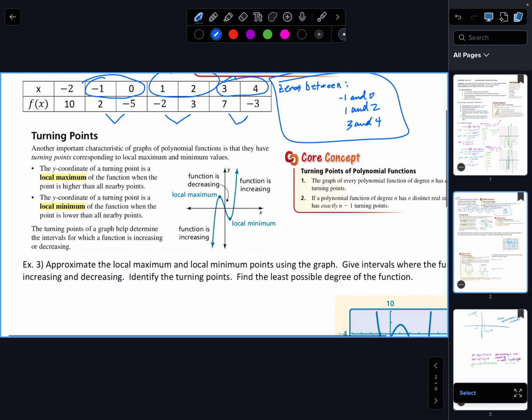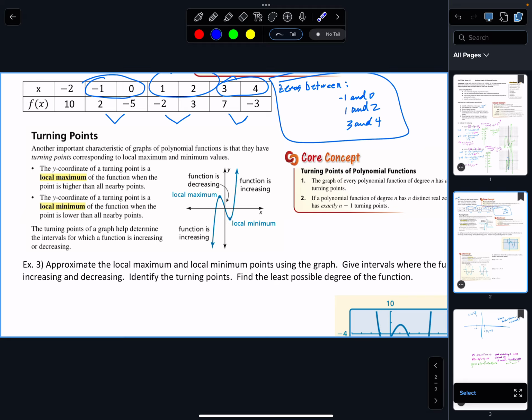All right, and then we have turning points. Another important characteristic of the graphs is that they have turning points. Turning points are here and here on this graph. It's where the functions change from increasing to decreasing or vice versa. Those are turning points.